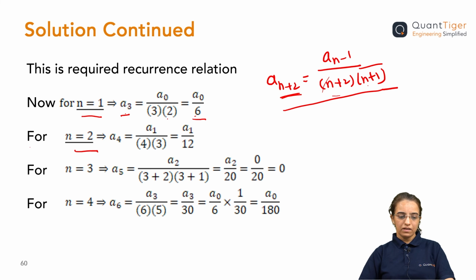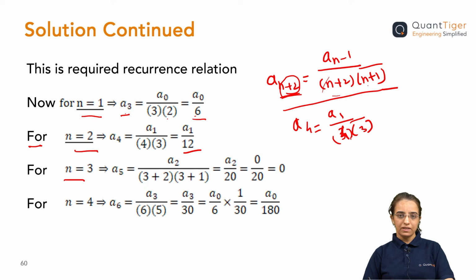Now, in the second step, n's value is equal to 2. If you keep n's value 2, then you will get a4, then here it will be 2 a1 upon 3 into 3, here we will get 4. So, this is how a1 upon 12 we got, this is nothing but a4's value.